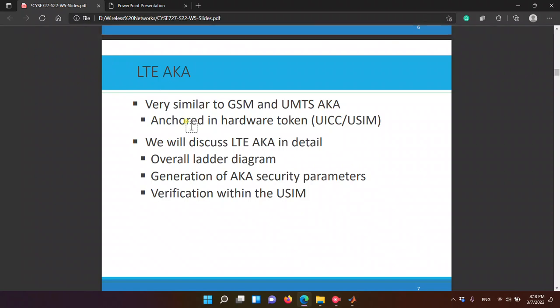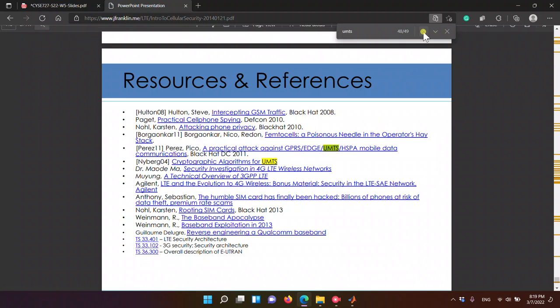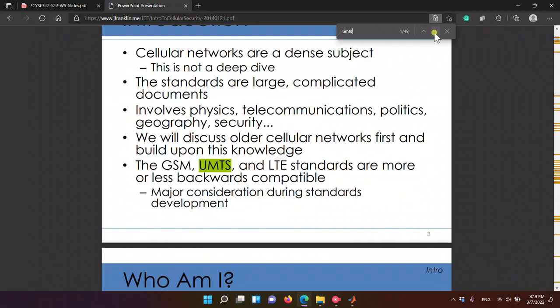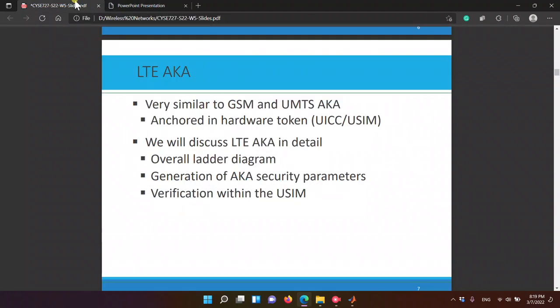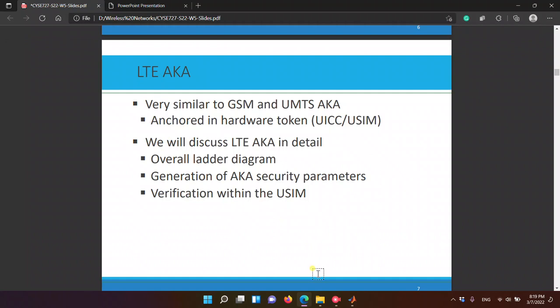Now the authentication, I mean the challenge and response, it's similar to the GSM and UMTS-AKA. So what is UMTS? I have no idea. Oh, I was searching this. So I guess the UMTS is another standard. Okay, so we have LTE, UMTS and GSM, different types. I'm not sure if slides number 1, 2, 3 or 4 talk about this or not. We'll see later. It's anchored in the hardware token in the universal SIM.